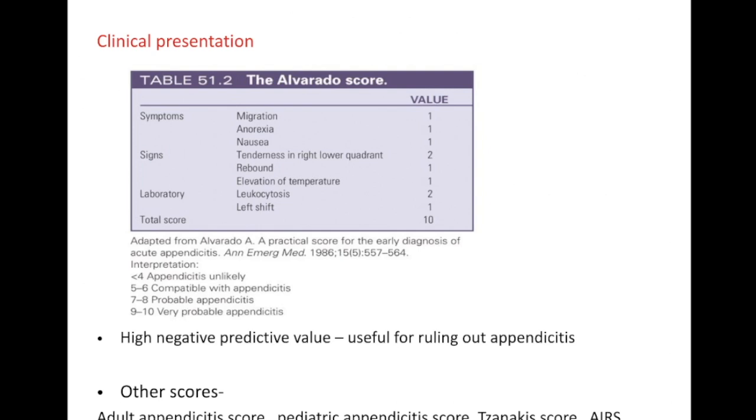Laboratory findings include leukocytosis and a left-sided shift, which is an increase in neutrophilia, and a total score of 10 is given, and the predictability is as shown. If it's less than 4, 5 to 6, 7 to 8, and 9 to 10, the likelihood increases of appendicitis being our final diagnosis. There are multiple other scores, but this is the simplest one and can be done bedside with the preliminary laboratory reports. Other scores include the Lintula score and the pediatric appendicitis score.